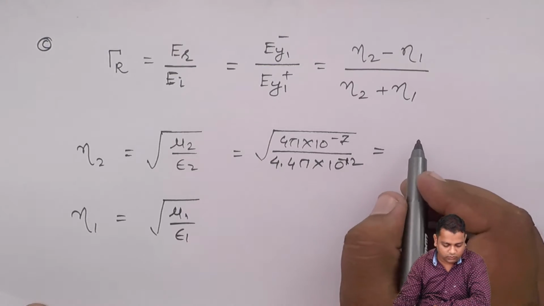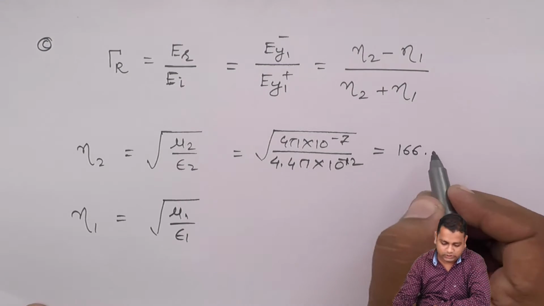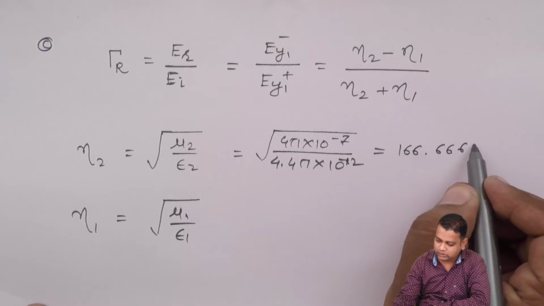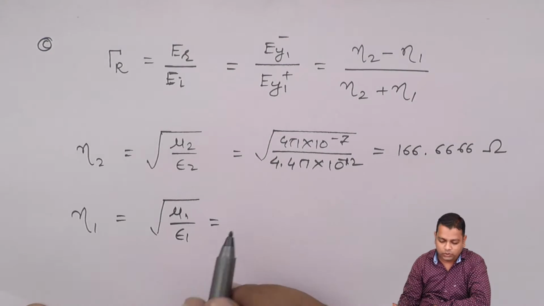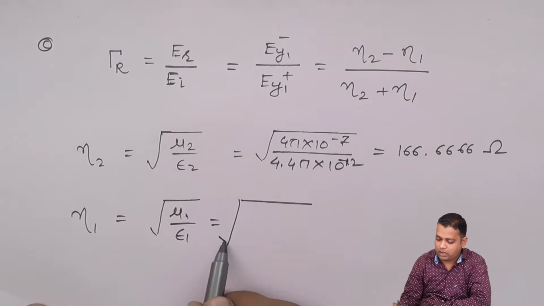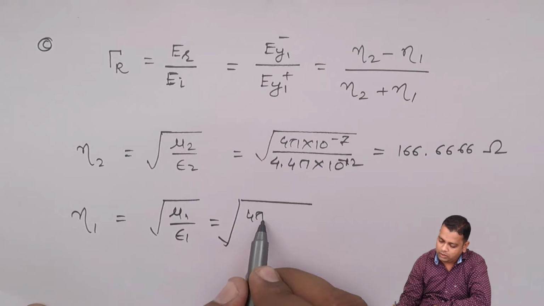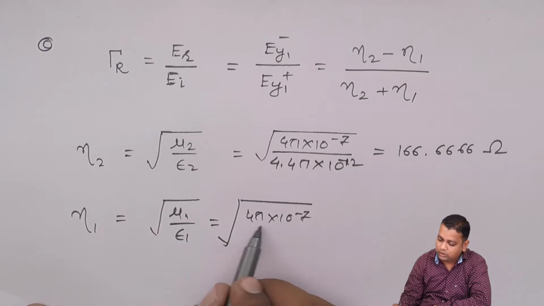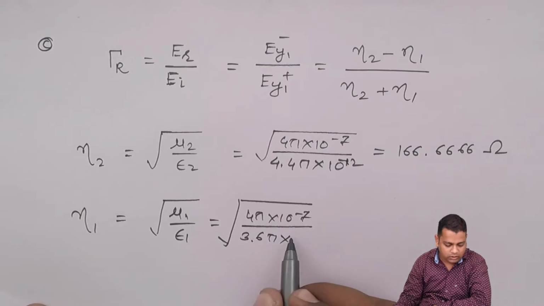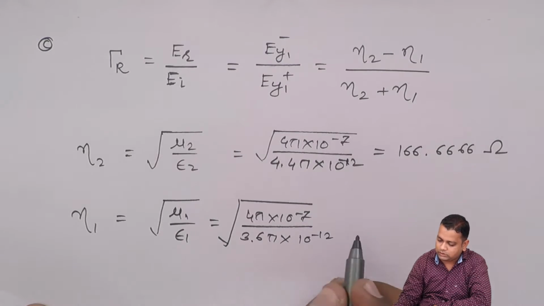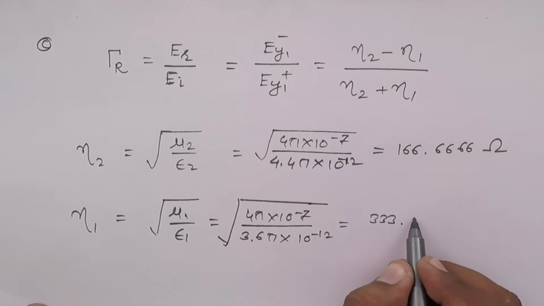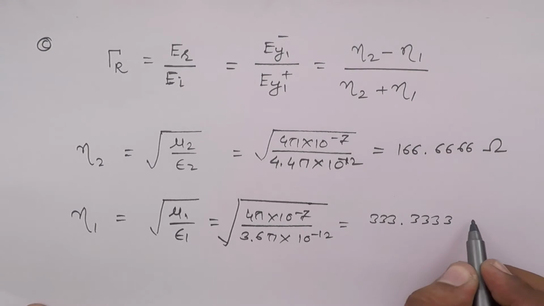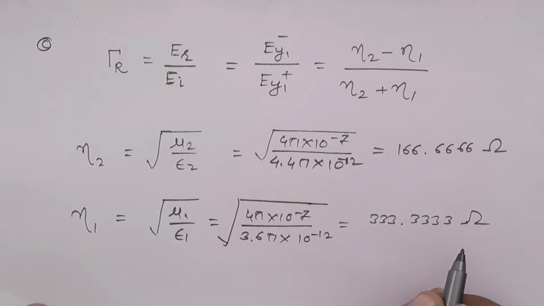This shall give us the value 166.6666, intrinsic impedance measured in ohms. So eta 1 will be given by the square root of 4 pi into 10 raised to the power minus 7 divided by epsilon 1 value, 3.6 pi into 10 raised to the power minus 12. We obtain the value 333.3333, which is also in ohms.